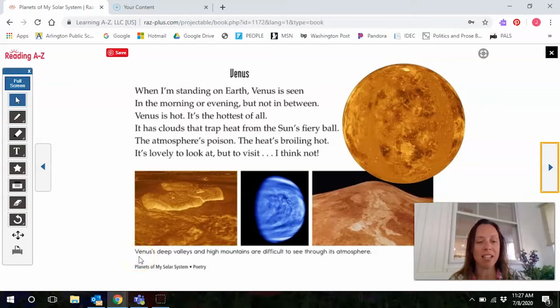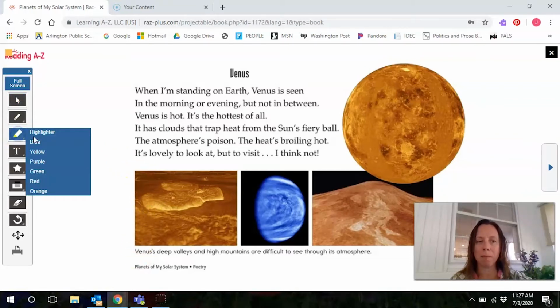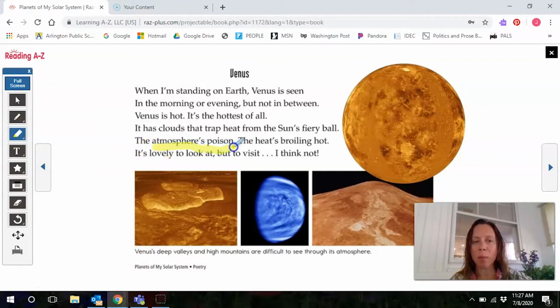And here are some captions for the pictures. Venus's deep valleys and high mountains are difficult to see through its atmosphere. Why are the valleys hard to see and why are the mountains hard to see? Let's think back to what atmosphere means. So, the atmosphere's poison. The heat's broiling hot. Oh, these are clues to why it's hard to see through. Okay, let's go back and read and think about that part.